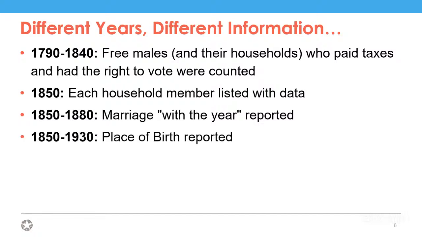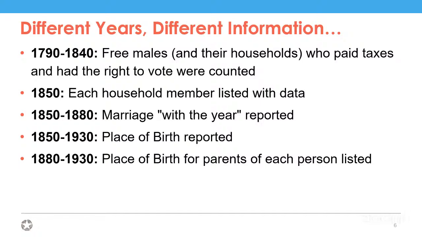And then from 1850 to 1930, place of birth was reported. Now, this was typically limited to what state that they were born in. I have seen a few that just simply put United States, and that was it. They clearly did not want to disclose more information. And that was, I guess, an acceptable response. From 1880 to 1930, place of birth for parents for each person was also listed, including whether or not they were foreign born and what country that would have been that the parent came from.